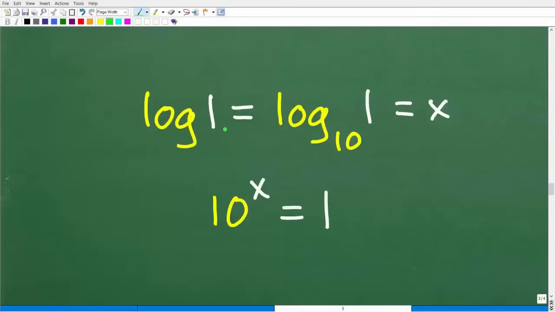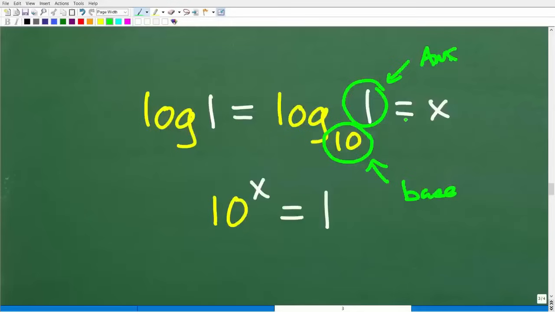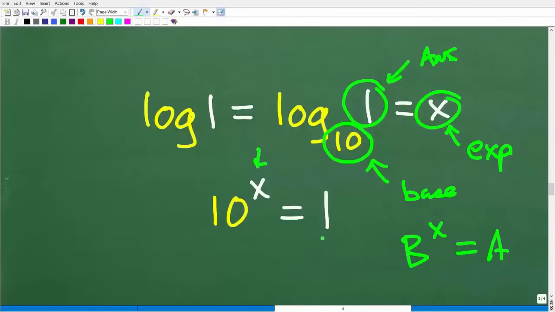So log of 1 is equal to log base 10 of 1. Again, we don't write it this way, we write it this way, but we're going to write it this way so we can get back to our bacon and eggs. Remember, this is our A, this is the base, and this is the answer, and let's let this equal some exponent. So I can write this as the base to an exponent is equal to the answer. So the base is 10 to some exponent, and that's equal to the answer of 1.